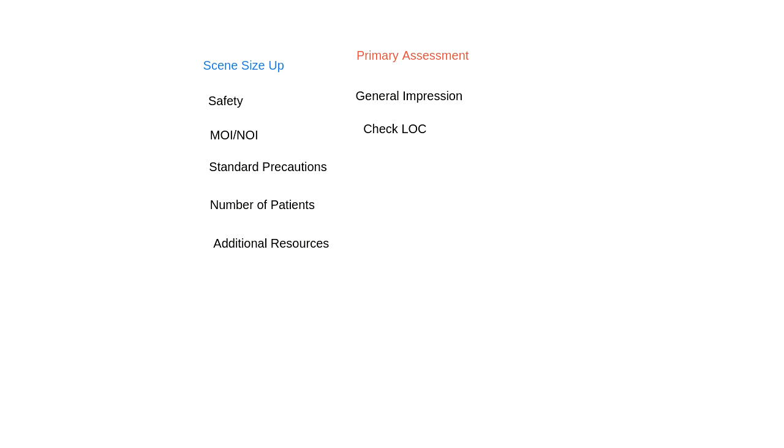When we look at rhythm, what are we looking at? What would you be observing this patient for if you're looking at rhythm?